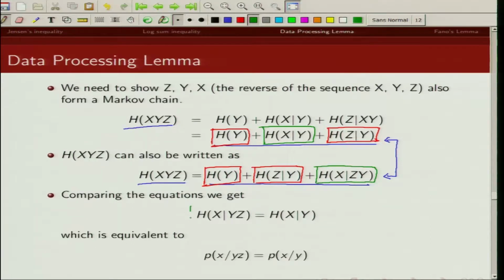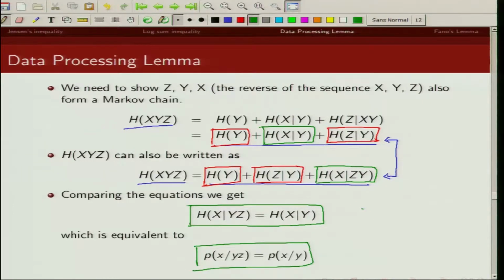So in other words, uncertainty in x given yz is the same as uncertainty in x given y. In terms of probability, I can write that probability of x given yz is the same as probability of x given y. So when is this true? This is true when z, y and x form a Markov chain. In that case, probability of x given yz will only depend on probability of x given y.